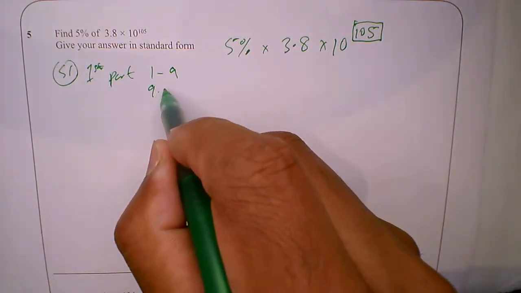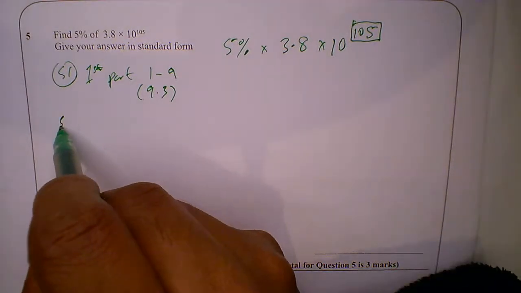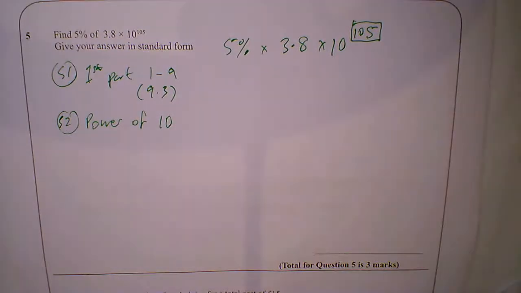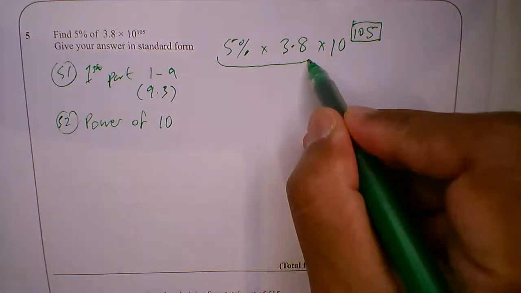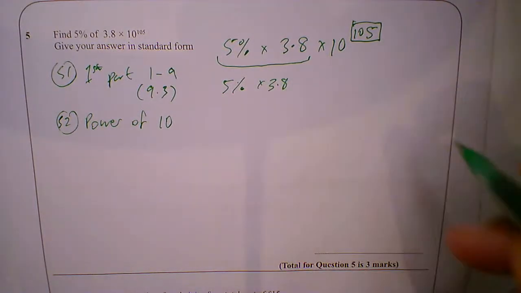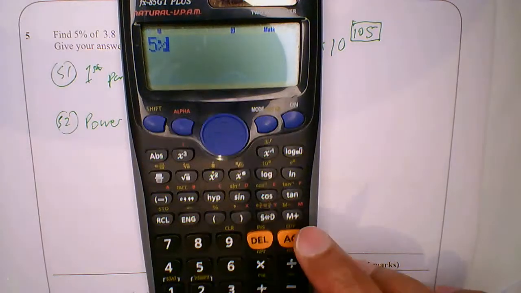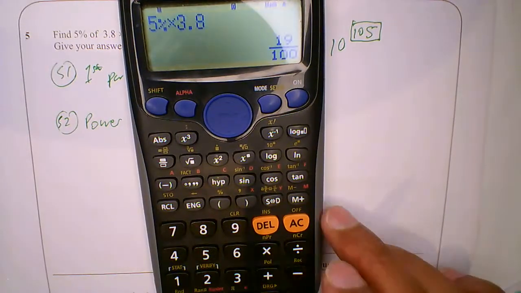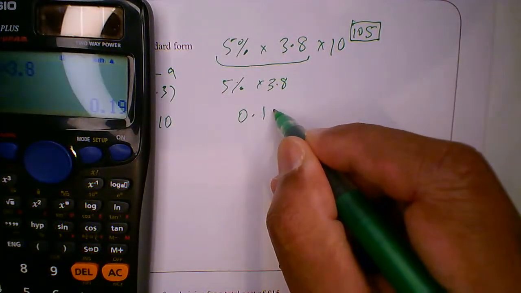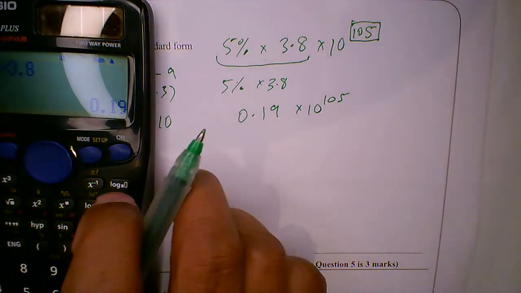It can be a number like 9.3 as long as the first digit is between 1 and 9. And then the second part is a power of 10. So I can split this up into 2 parts. 5% times 3.8 gives me 0.19 times 10 to the power 105.